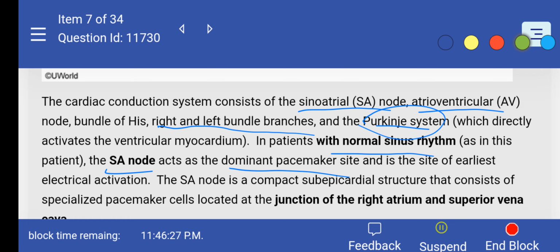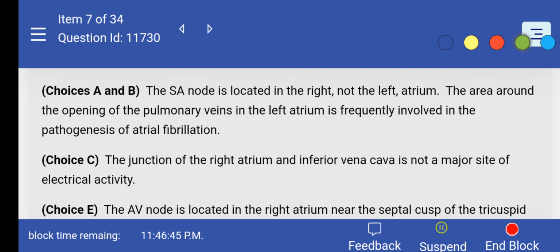The SA node is a compact subepicardial structure that consists of specialized pacemaker cells located at the junction of the right atrium and superior vena cava. So the final options are A and B. The SA node is located in the right, not the left atrium.